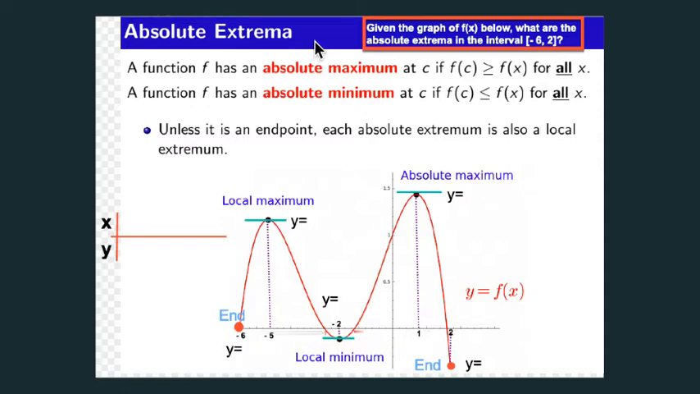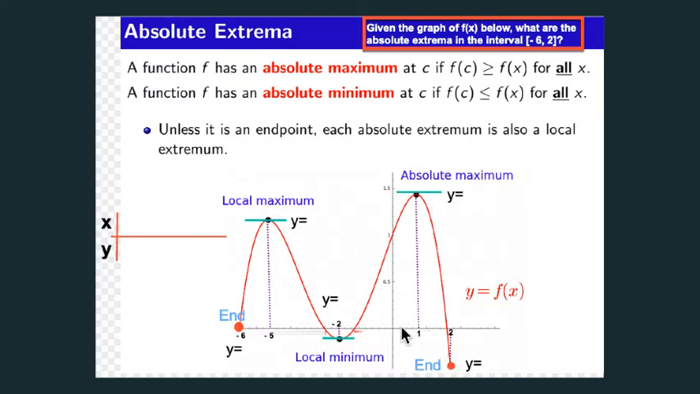an interval. So in this question it says, given this red graph of f at x below, what are the absolute extrema in the interval -6, 2? So in other words, if I look at all the y values starting at x equals -6, which is right here, and I ride the curve up and down, what are the lowest and highest y values?